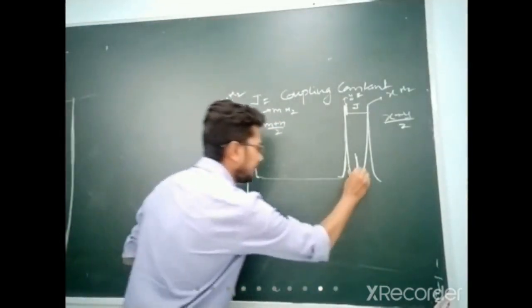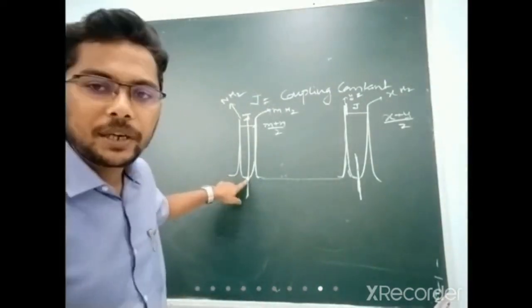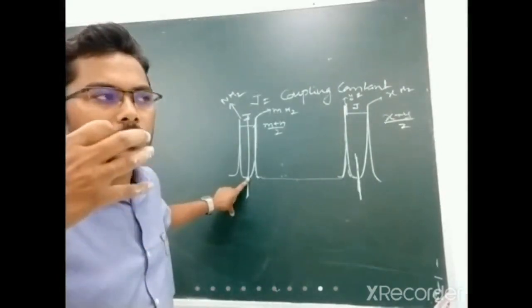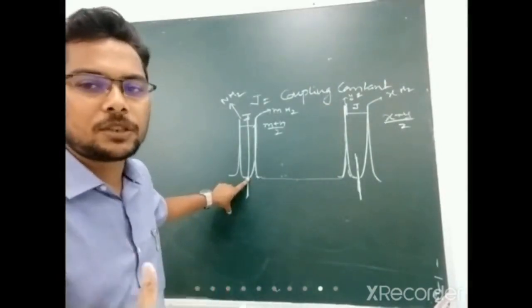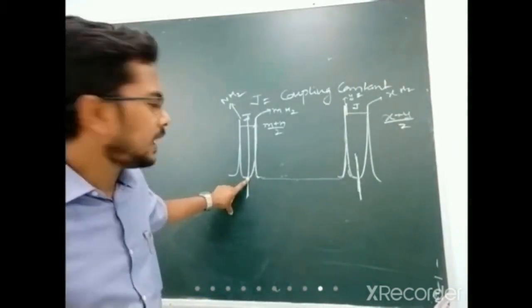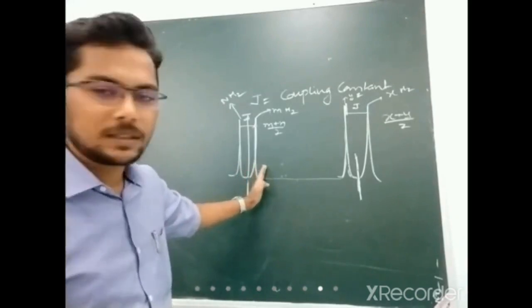Now, as I was discussing the spin splitting parameter, we know that this middle point is the exact value where your peak should have come, but because of your adjacent nuclei, sometimes it goes a little bit this side and it goes a little bit this side.